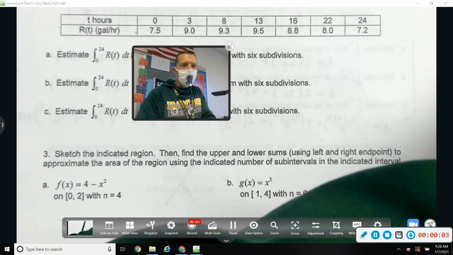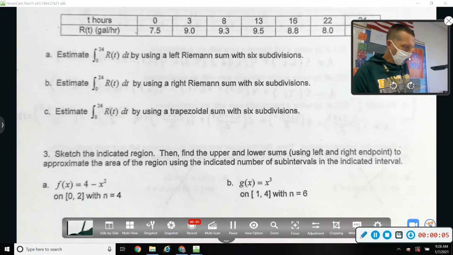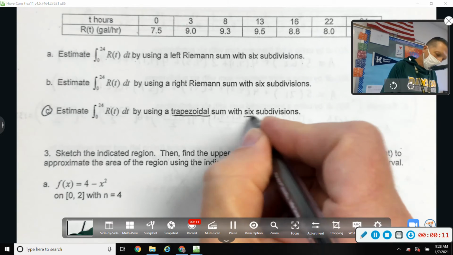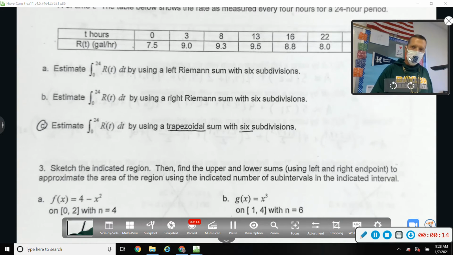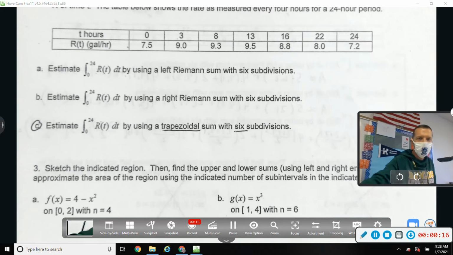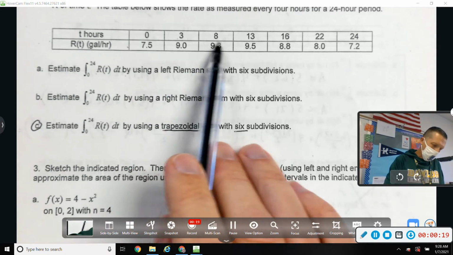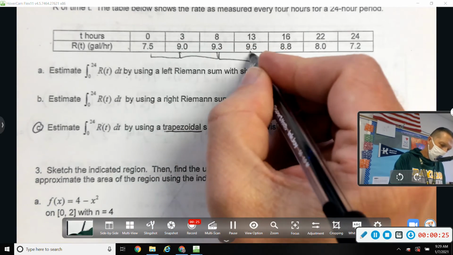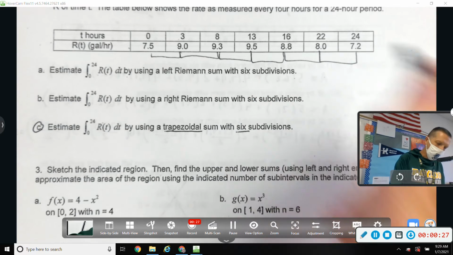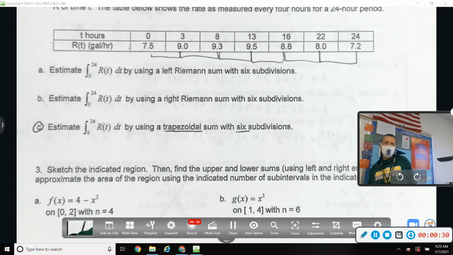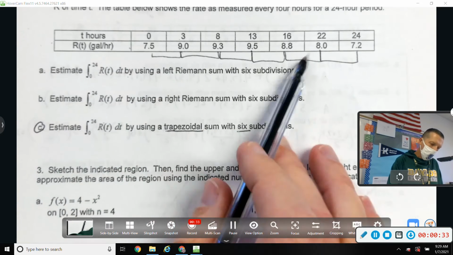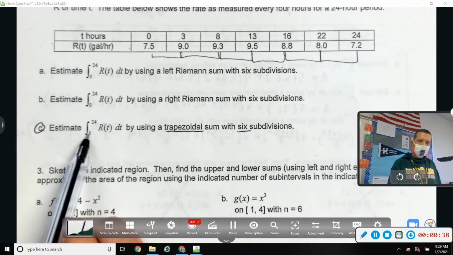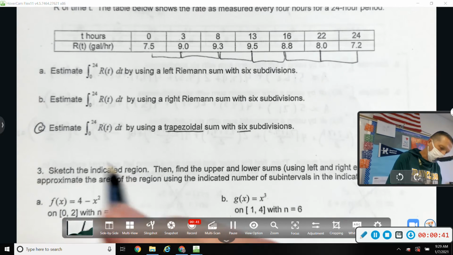Alright, so looking at yesterday's worksheet, number 2, part C, trapezoidal sum, 6 subdivisions, or subintervals, or 6 trapezoids, however you want to phrase that. Looking, there's 7 values there, but that means there's 6 regions, or subregions, or subintervals, or subdivisions. There's 6, 1, 2, 3, 4, 5, 6 regions there. So this symbol means find the area under the curve from 0 to 24 using a trapezoidal sum.